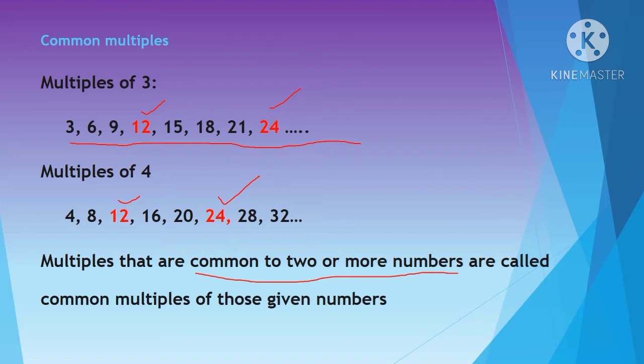First what you want to do, children? First you want to write down the multiples. Okay. Next you check whether you have the common multiples or not. If you have, take it down and write it.